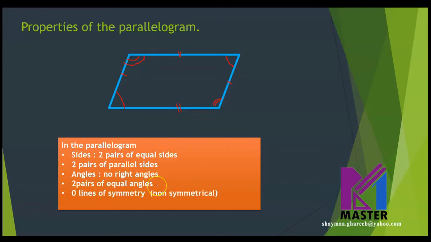It has no lines of symmetry. So the parallelogram has no lines of symmetry. Diagonals bisect each other, and they are not equal. Is this clear? As you can see, they bisect each other, but they are not equal. This one is shorter than this one.